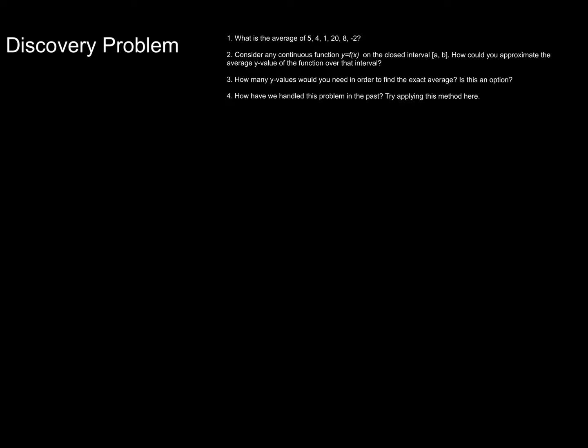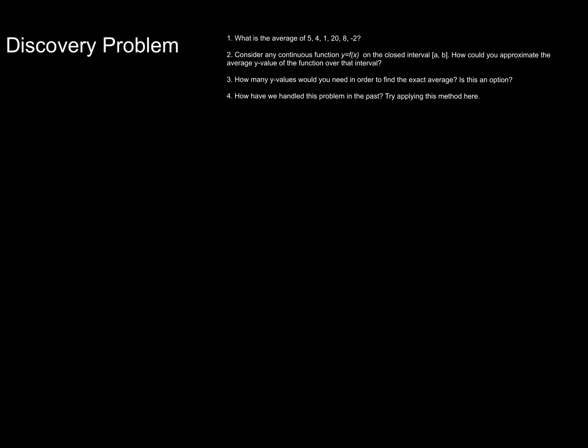Okay, so let's start off just by recalling how to find the average of a set of numbers. You're going to add up all of the values and then divide by the total number of values. So in this case, we'd have a sum of 36, and then we divide by 6, and we'd end up with an average of 6.